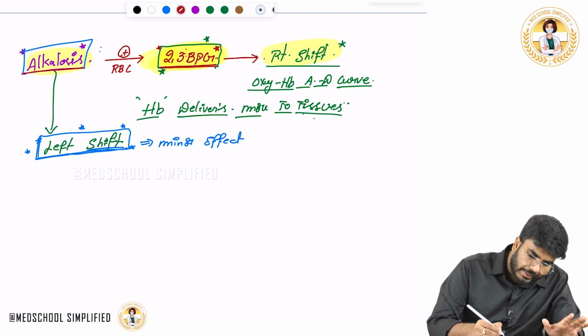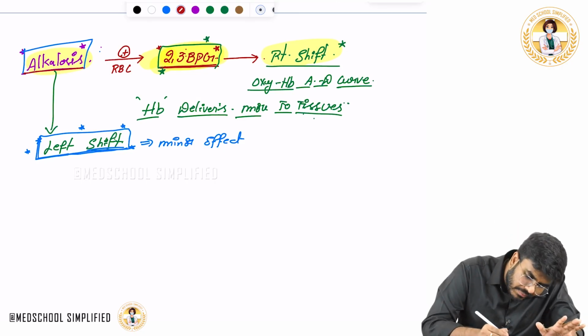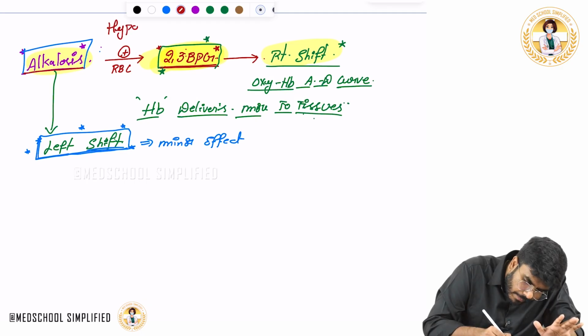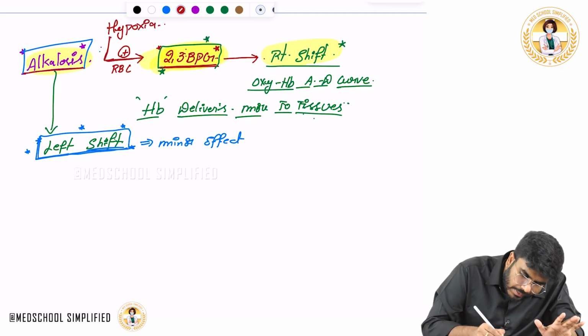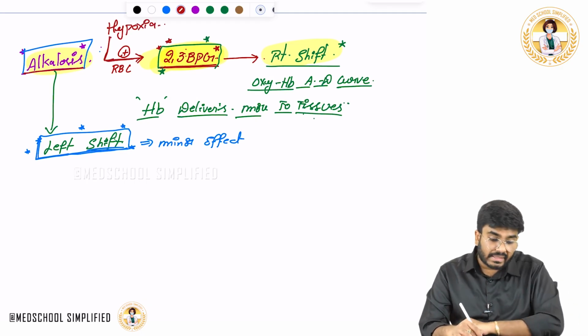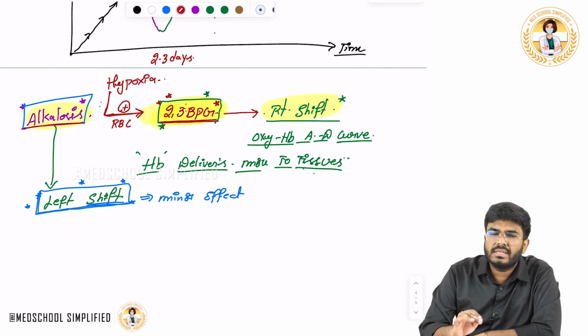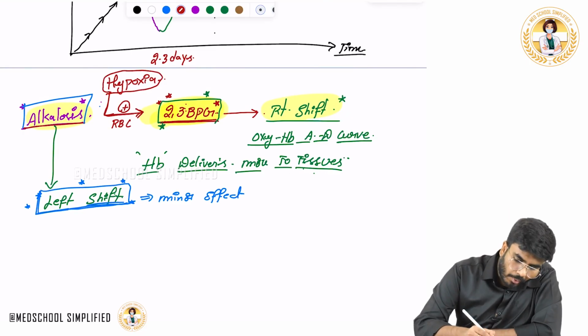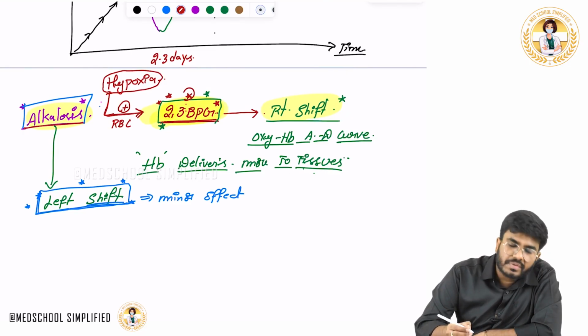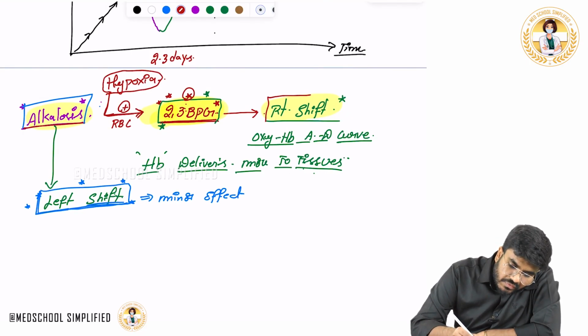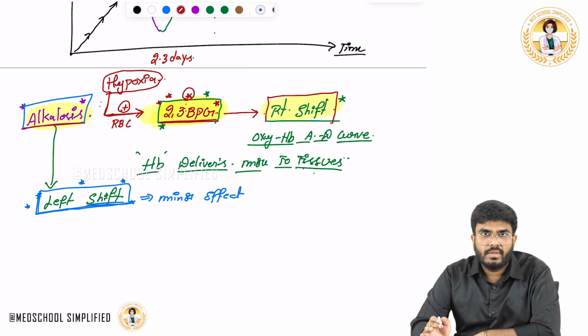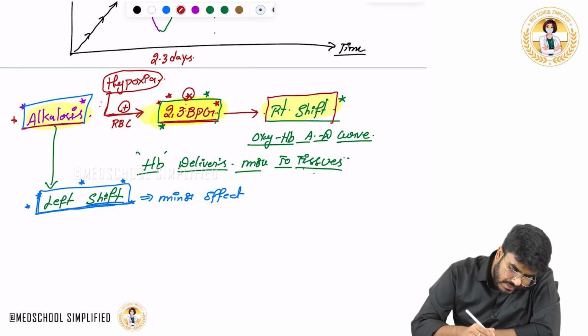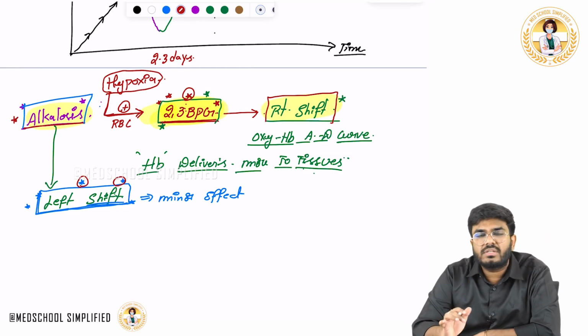But whenever there is hypoxia, to be very frank, I should write something like this: hypoxia is going to stimulate the production of 2,3-bisphosphoglycerate. Rather than saying alkalosis, whenever there is hypoxia in your body, hypoxia is going to stimulate the production of 2,3-bisphosphoglycerate. That 2,3-bisphosphoglycerate is causing the right shift, and alkalosis is going to cause the left shift.